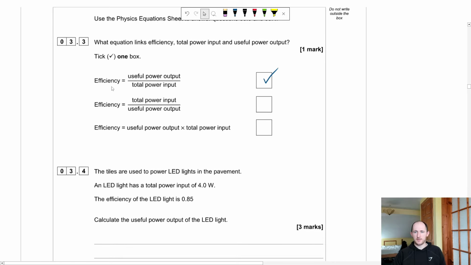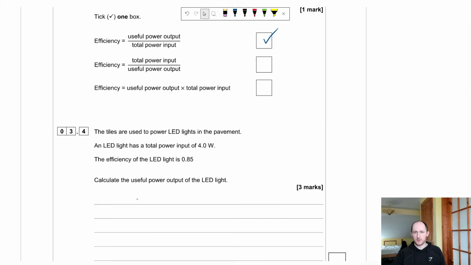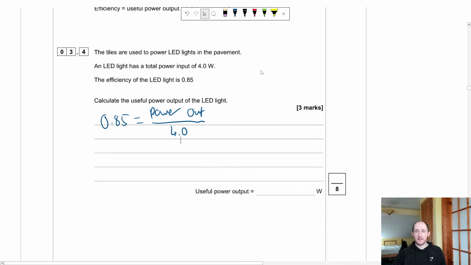So again, if we look at this, we have efficiency is useful out over total in. So we can write efficiency 0.85 equals power out over 4.0. So all we're doing there, if we wanted to rearrange, is to times both sides by 4, and that's it. So the power output is 0.85 times 4, which is, so if we double that, that would be 3.4 watts.